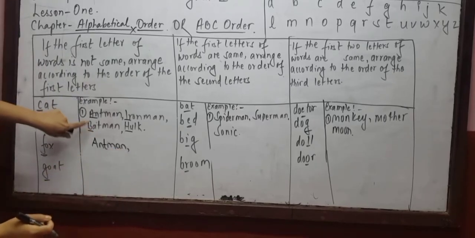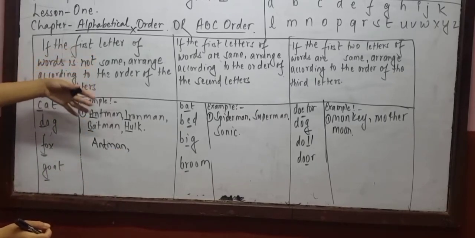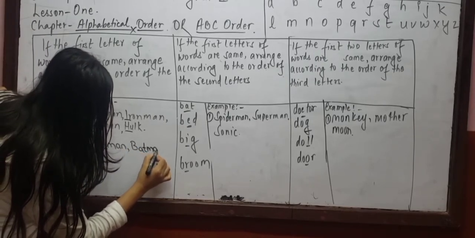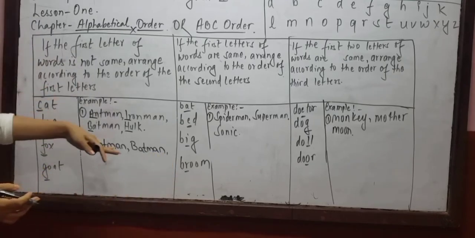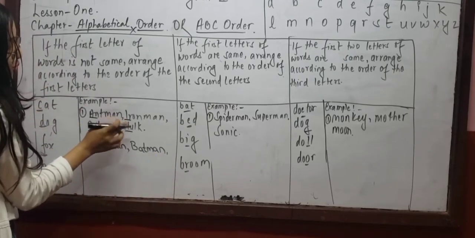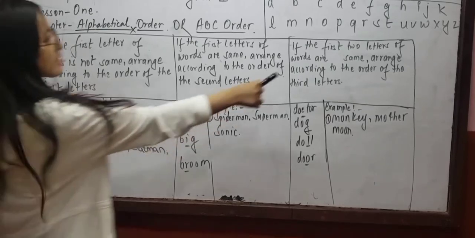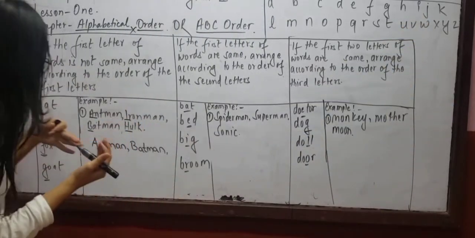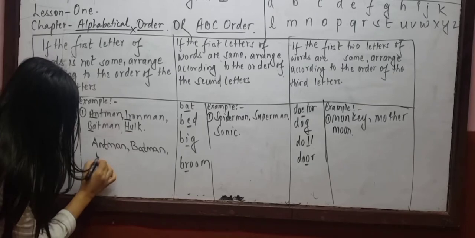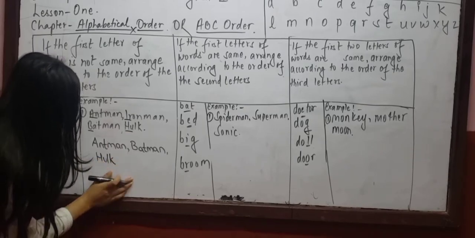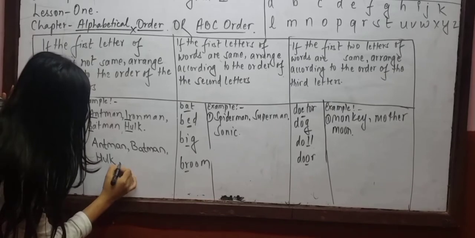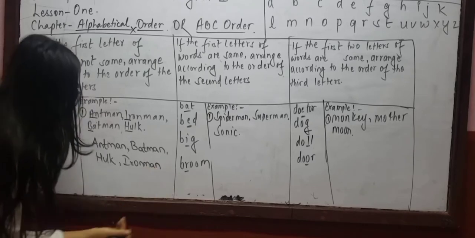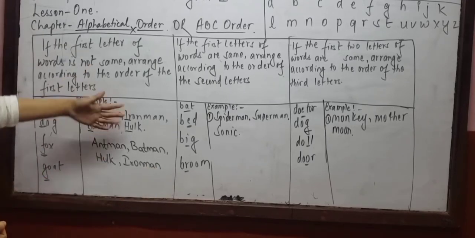Now second, what comes after A? B. It is Batman. And after A and B, which one? I or H? You can see here I or H. Obviously H is before I, then we are going to write here Hulk. And in last we have Iron Man. So we have arranged it in the alphabetical order.